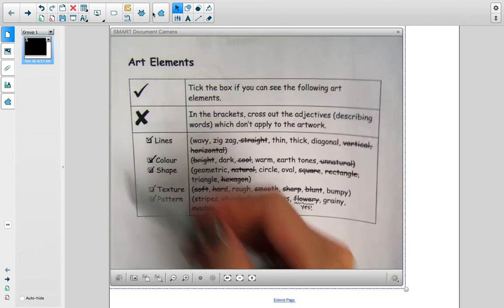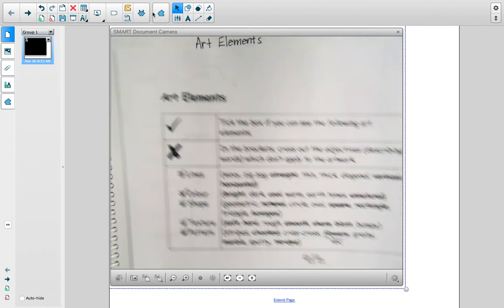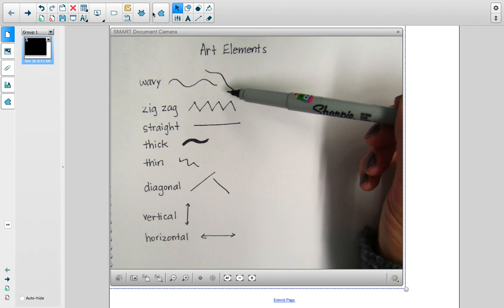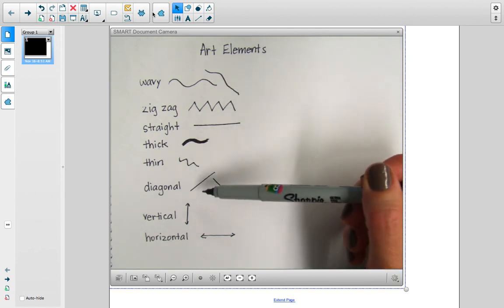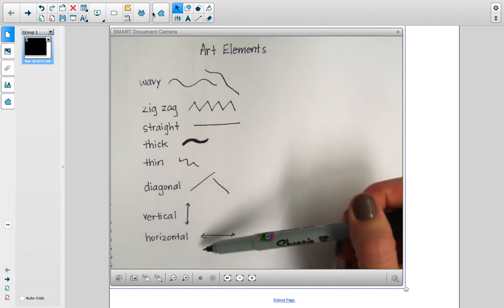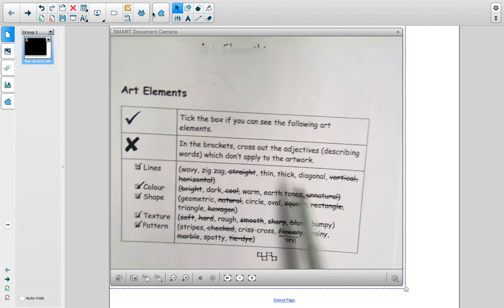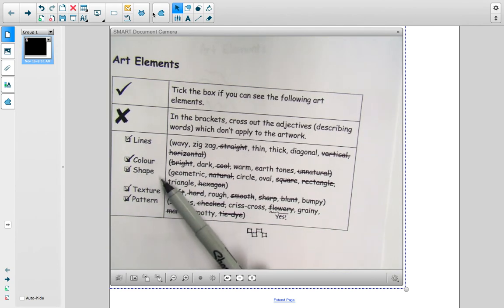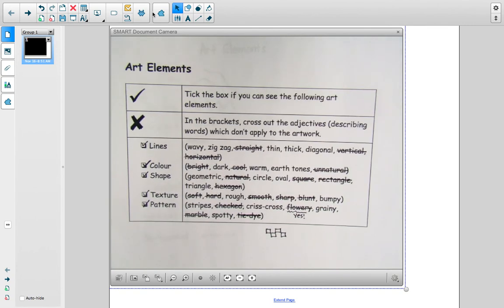So this is what you're going to be filling out when you're looking at your Rangoli patterns. So you're going to be thinking and looking for these lines. You've got wavy, zigzag, straight, thick, thin, diagonal, vertical, and horizontal. Crossing out all the lines that you can't see. And again, looking at the color, shape, texture, and pattern of the Rangoli piece that you chose.